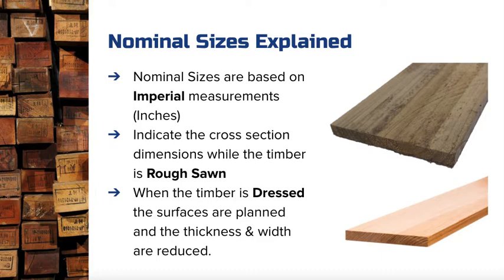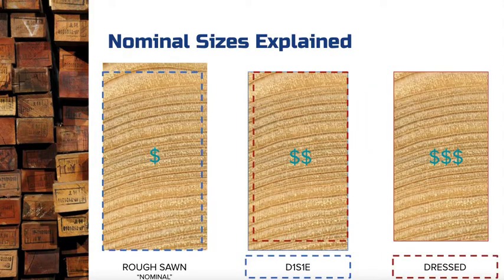Now, when we dress timber, that's when you get that really nice, clean, crisp surface, kind of like what we experience here in the workshops. And these are planed on the thickness and planed on the width. And so it reduces the sizes. Now, my next screen is going to take you through the process of what actually happens to the timber during the nominal through to dressed state.